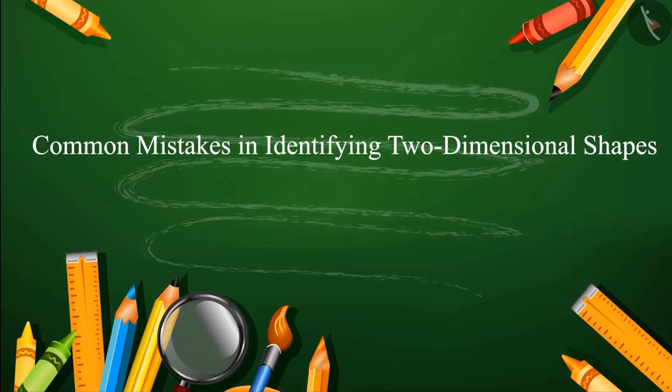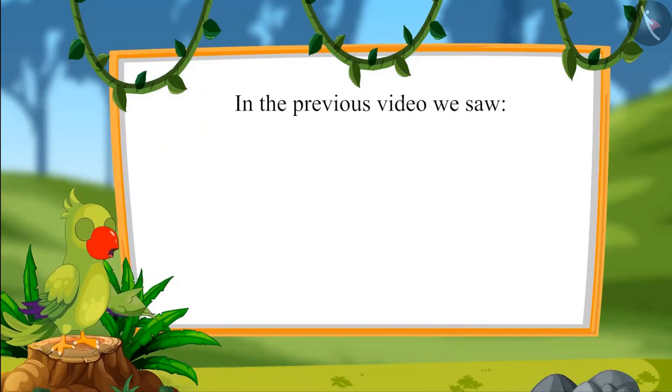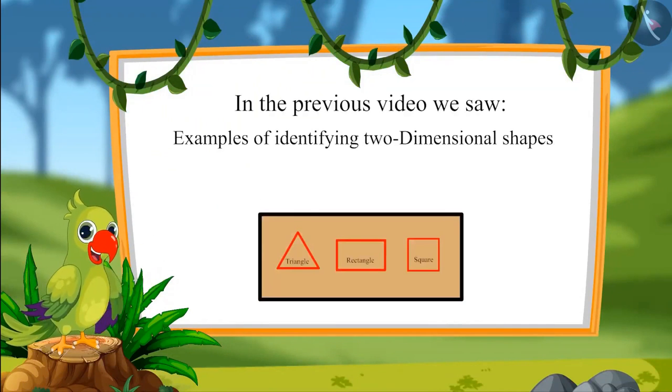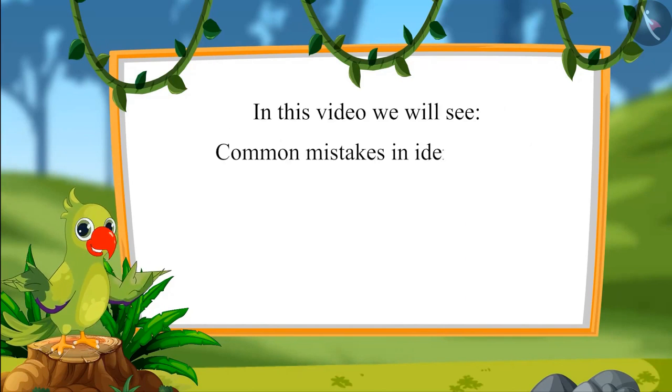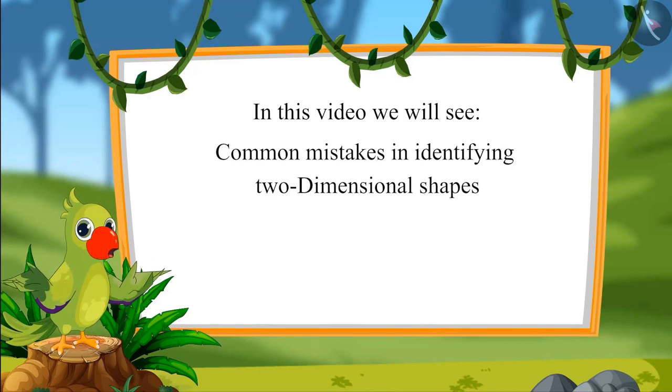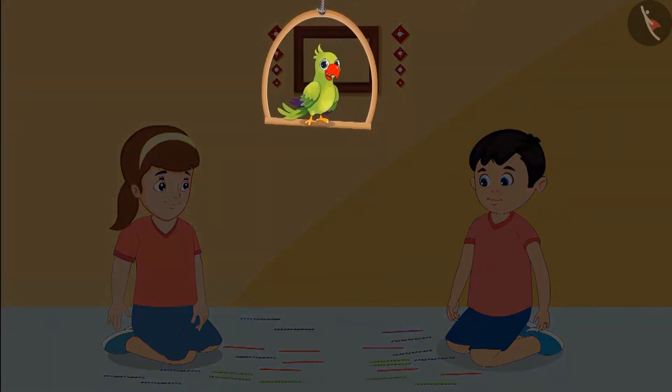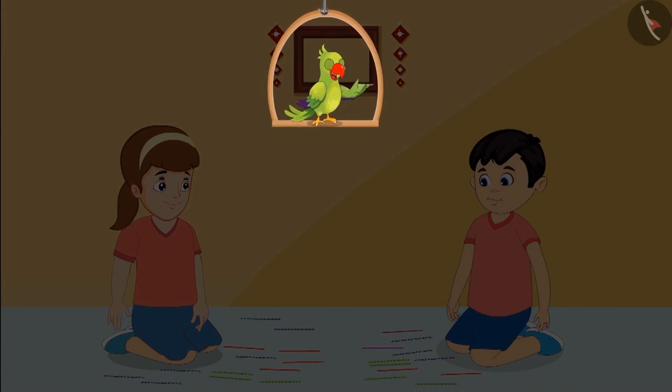Common mistakes in identifying two-dimensional shapes. Hello kids. In the previous video, we saw examples of identifying two-dimensional shapes. In this video, we will see some common mistakes in identifying two-dimensional shapes that should be avoided. Today, Chotu and Neha are playing a game together. They have some straws in this game and they have to make shapes by joining these straws.